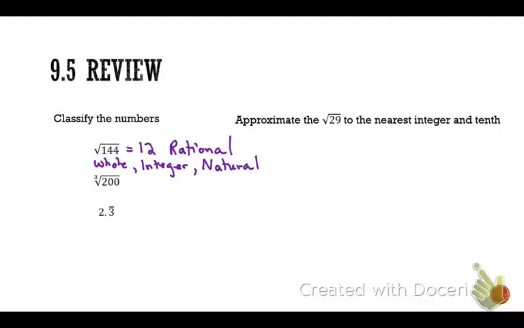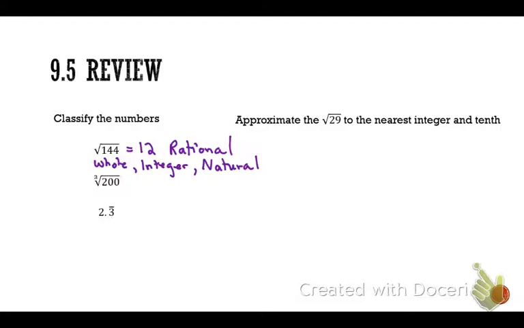On your homework last night, you were supposed to choose all that apply. So there were multiple categories that some numbers fell into. Remember, a whole number and a natural number are the same thing. The only difference is that a whole number can be 0. A natural number cannot. Okay? All right, so now, next one.